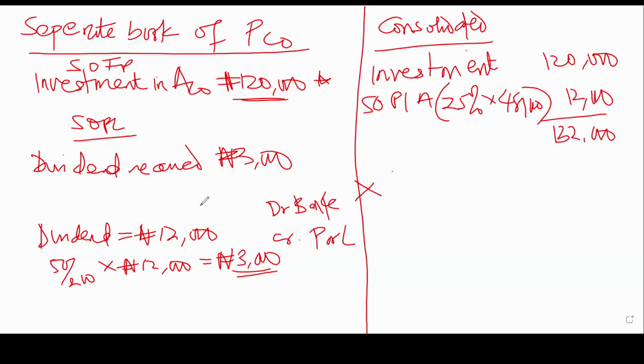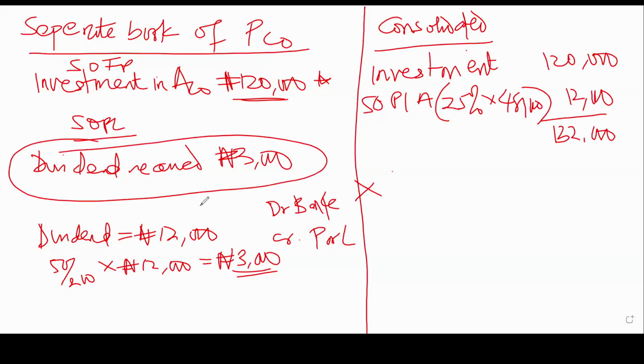Now, they received dividend. I explained up to this point. Is this clear? This 132,000 I have done here. Is this clear? Yes. All right. So don't forget that if you are dealing with SOFP, you would have to take to retained earnings this 3,000 that they have just received.